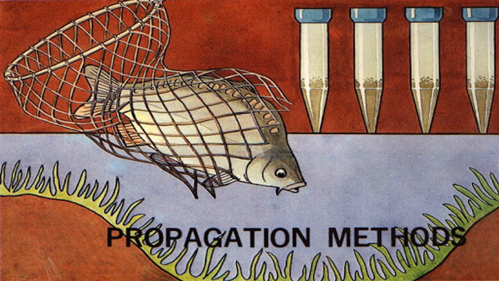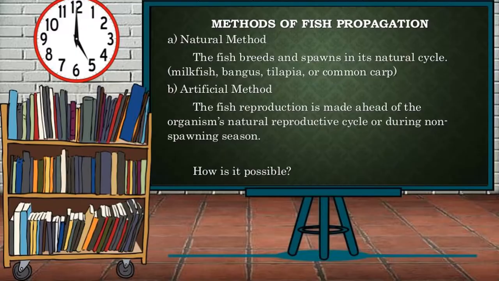Fish propagation is done either by natural method or by artificial method. There are two methods of fish propagation, natural method and artificial method. For natural method of propagation, the fish breeds and spawns in its natural cycle. For example, milkfish or bangus, tilapia or common carp. While for the artificial method, the fish reproduction is made ahead of the organism's natural reproductive cycle or during non-spawning season. How is it possible?